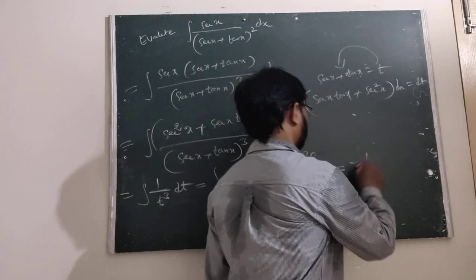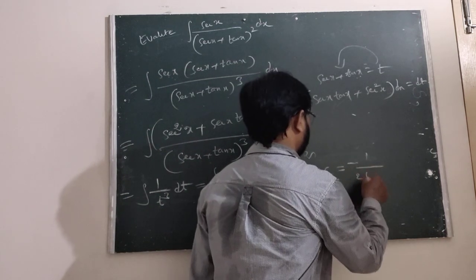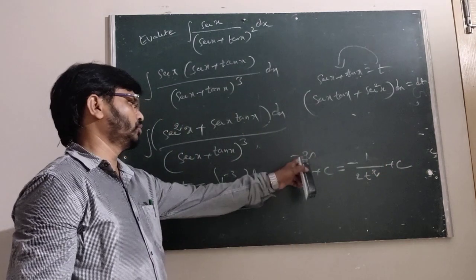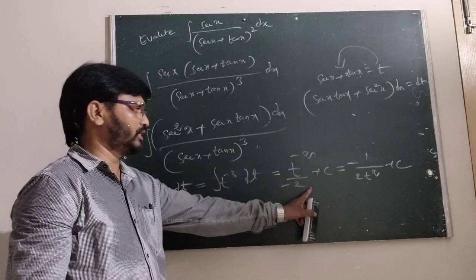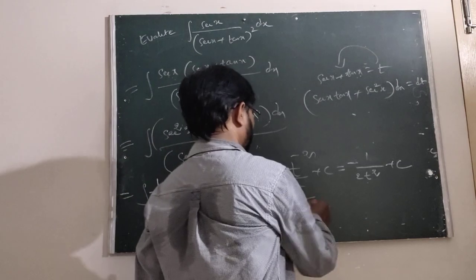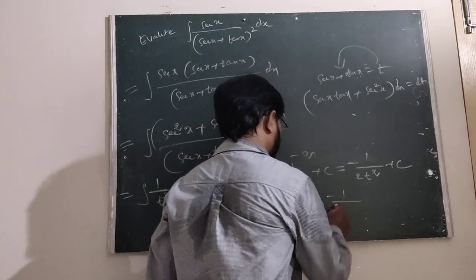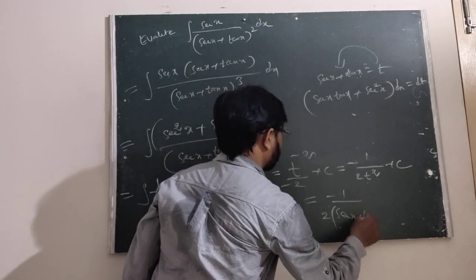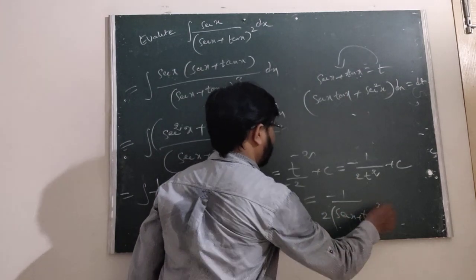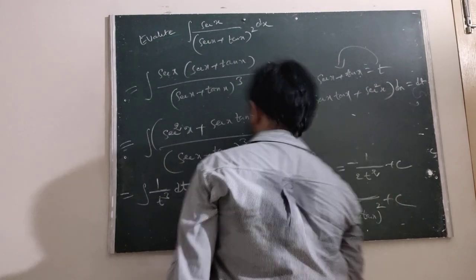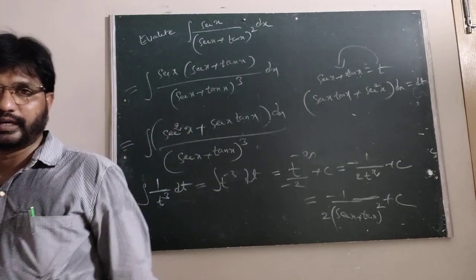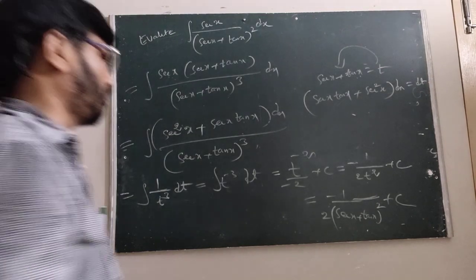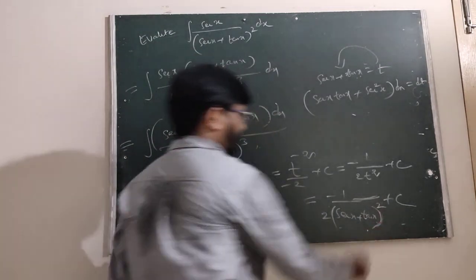Now this is minus 1 by 2 t square plus c. Is it okay? Minus 2 is sent to the denominator, it becomes plus 2. Therefore, now we are getting minus 1 by 2 into, what is t here, secant x plus tan x whole square plus c. This is the answer: minus 1 by 2 into secant x plus tan x whole square plus c. This is our required solution.